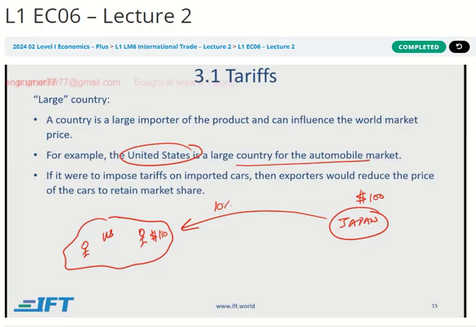To make it available to the US consumer for $100, what the Japanese manufacturers will do is reduce their original selling price to somewhere around $90, so that even after that 10% extra, it's going to be approximately $100 to the consumers. So when a large country imposes tariffs, the impact on the world price is going to be there. The international prices will go down.